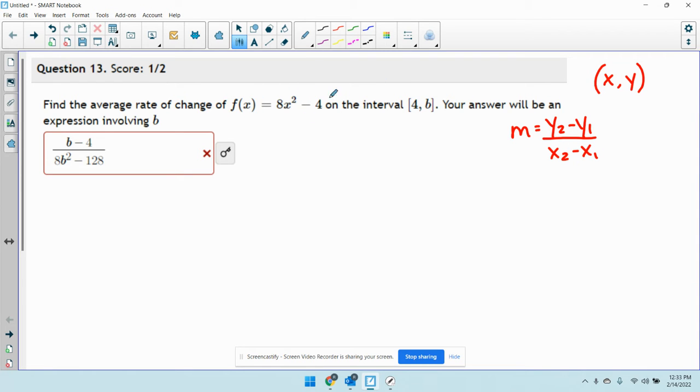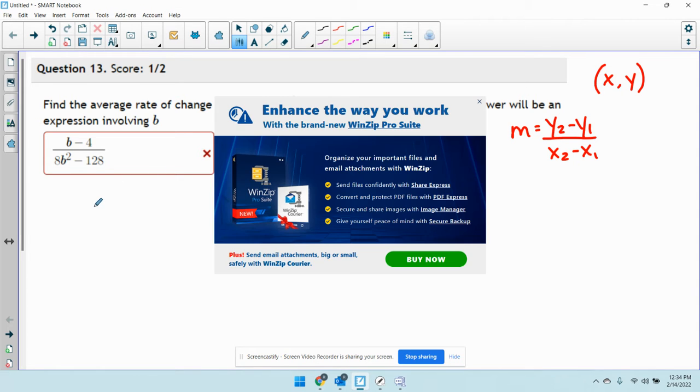But since this thing is not going to be a line when we graph it, it's no longer called the rate of change. It's called the average rate of change because the rate of change changes depending on where on the curve we are. So this is just going to be the rate of change over these 2 points, or the average increase or decrease from 4 to B, or the average rate of change.